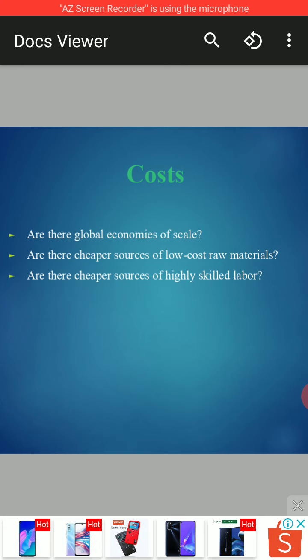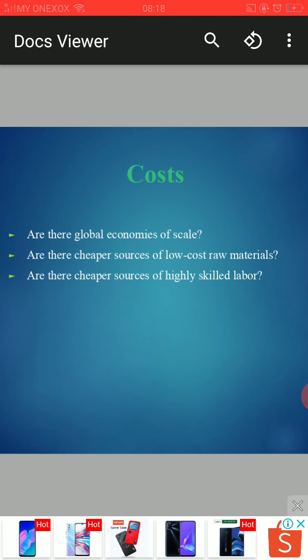So question 2 is about, are there cheaper sources of low cost raw material? Multinational corporations usually try their best to acquire cheaper raw material from foreign countries by setting up plants in that location. So MNCs usually set up operations in developing countries to gain cheap resources like rubber in Thailand, palm oil in Indonesia, metal and etc.